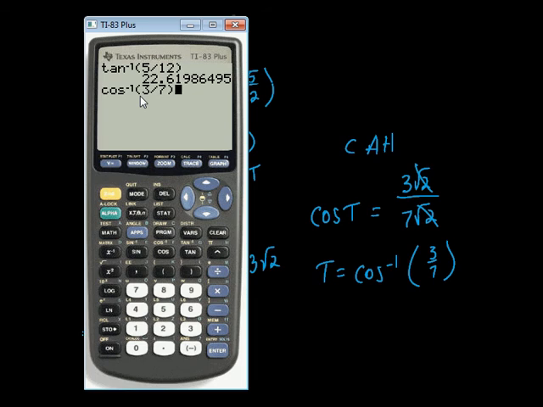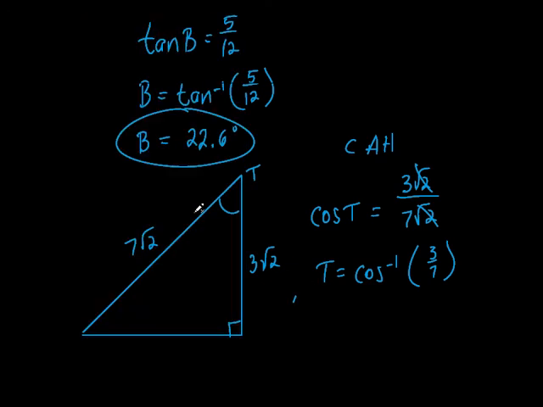All right, so you need to learn your calculator and how your calculator works. And then you hit that and get 64.6 degrees, and that's what that angle right here would be. 64.6 degrees. Does that make sense?